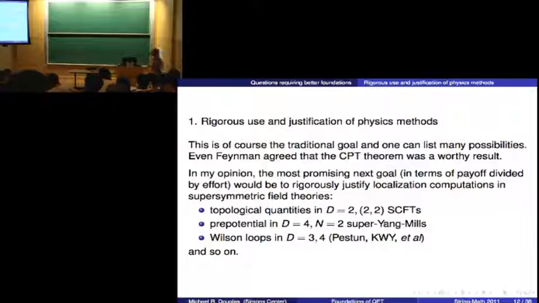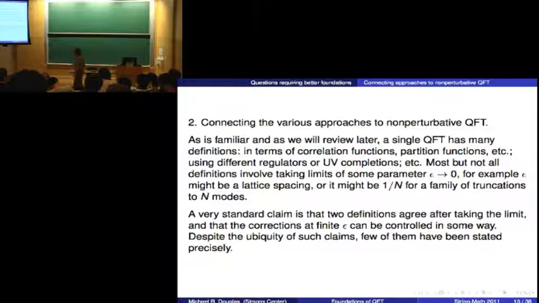Okay, another class of questions. There are many approaches to non-perturbative QFT, both physically and mathematically. And often they involve taking limits of sending a cutoff to zero, the lattice spacing to zero, say. We truncate to some set of modes and then consider more and more modes. And then, of course, one always says, well, as I take my cutoff to infinity or my lattice spacing to zero, this converges to the theory I'm trying to define.